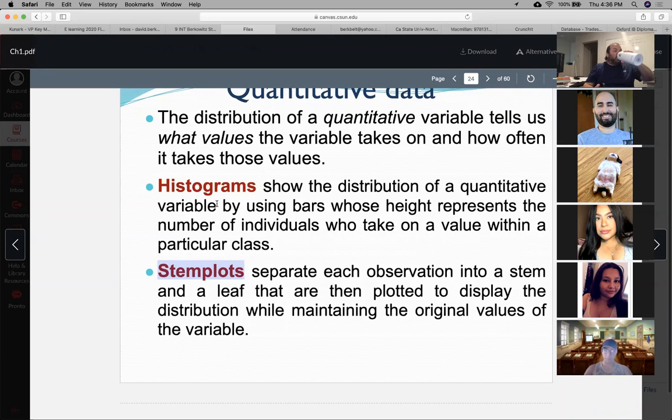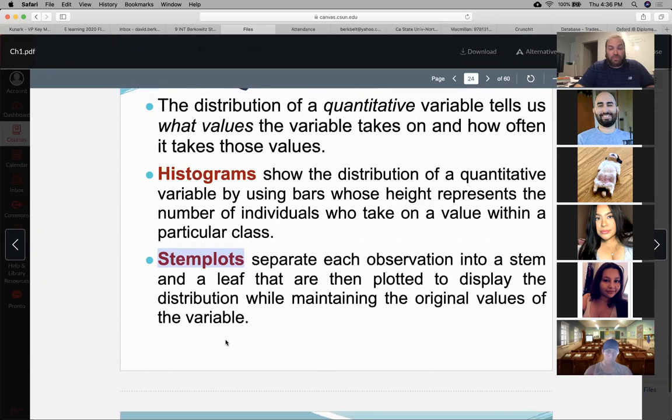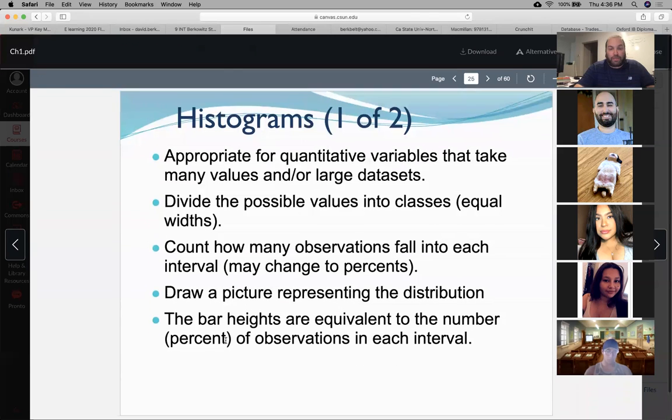The specific numbers instead of ranges for histogram. Excellent. Right? The stem plot has the specific numbers. I don't lose that information like I would for a histogram. But again, even for a stem plot, there is no gap.